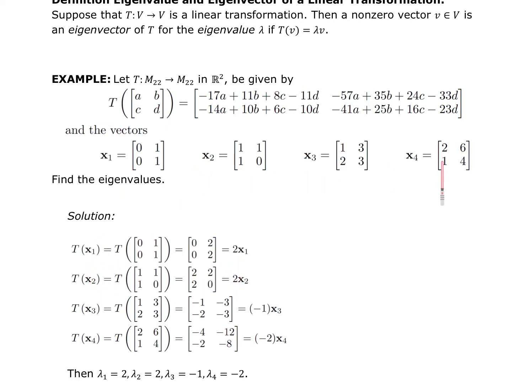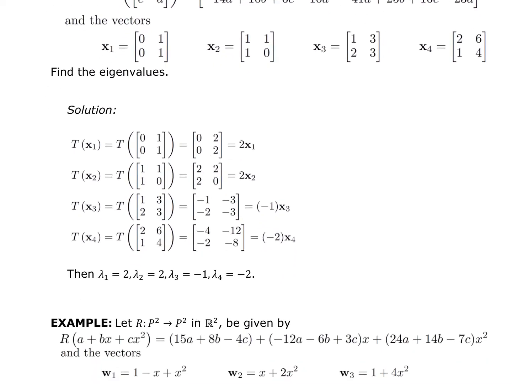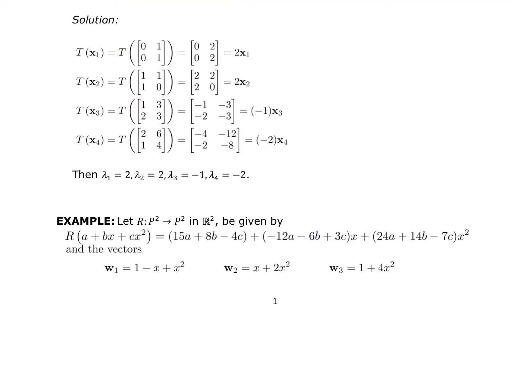And I would check all the rest of them, and when I checked all the rest of them, I have these eigenvalues of 2 and 2 and negative 1 and negative 2. So it's kind of cool. Let's take a look at our next example.